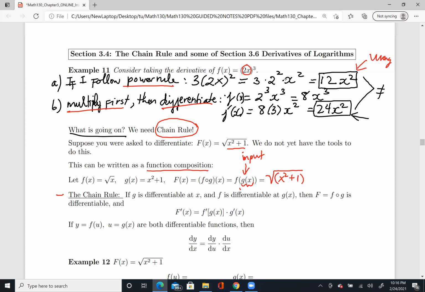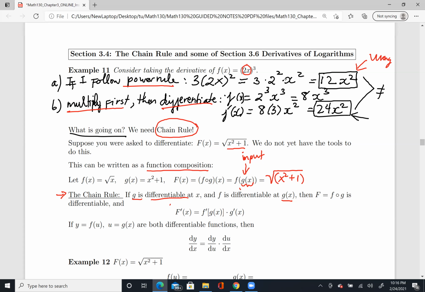Now I come to the chain rule. If g is differentiable at x, and if f is differentiable at g of x, then capital F, equal to the composition of f and g, is differentiable, and the derivative of capital F of x will be the derivative of f of g of x multiplied by the derivative of g of x.